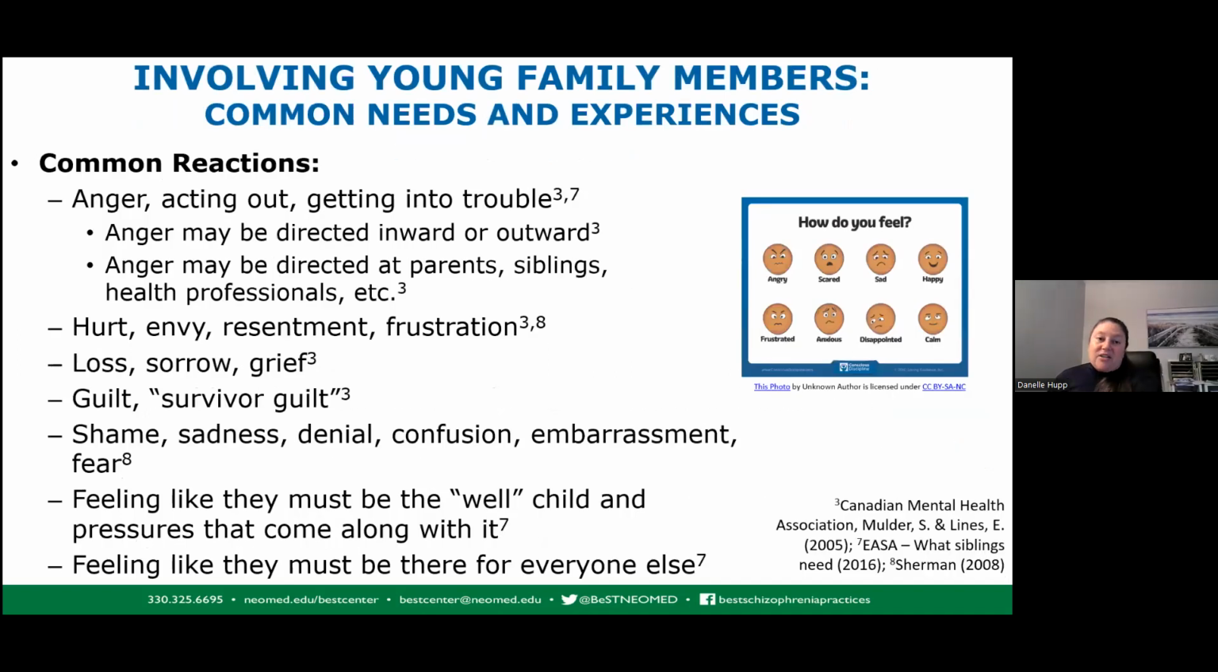So some common reactions sort of across the age groups are feeling anger. This may be acting out, getting into some trouble. The anger, I think it's important to note that it can be directed externally or internally. If it's external, it can be at parents, siblings, teachers, health professionals. So really encouraging adults in the home to keep an eye on that. Feelings of hurt, envy, resentment, frustration, that feeling of loss or grief.